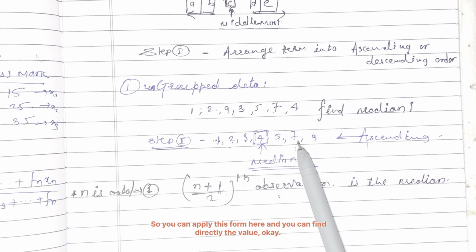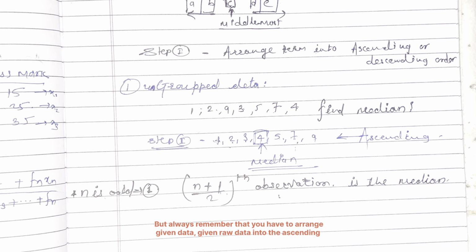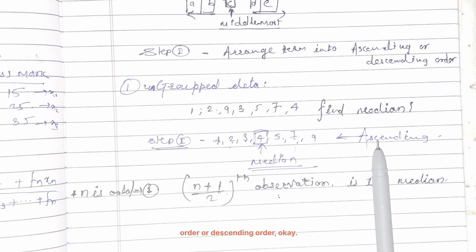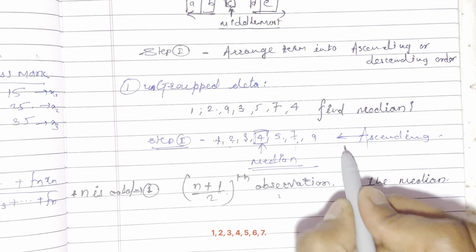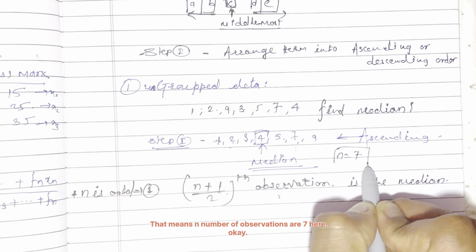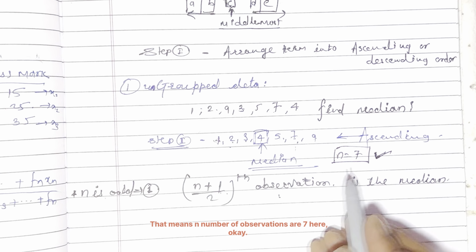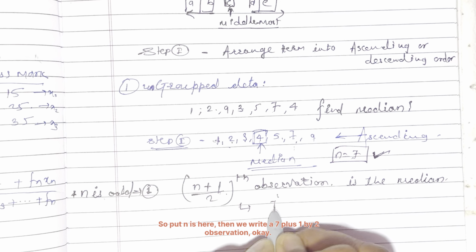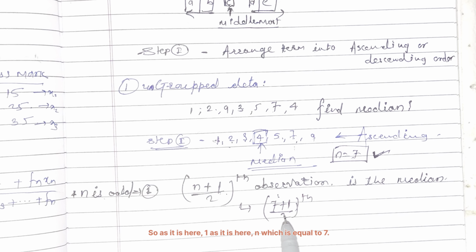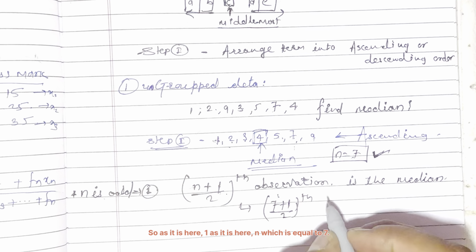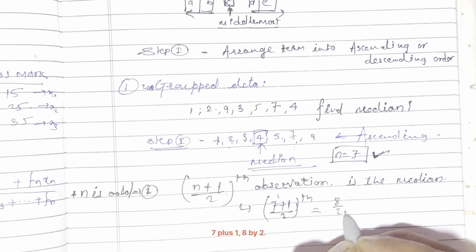So you can apply this formula here, and you can find the value directly. But always remember that you have to arrange the given raw data into ascending or descending order. What is the value of n over here? 1 2 3 4 5 6 7, n is equal to 7, that means the number of observations is 7 here. Put n here, then we write 7 plus 1 by 2 observation, 7 plus 1 is 8, by 2.